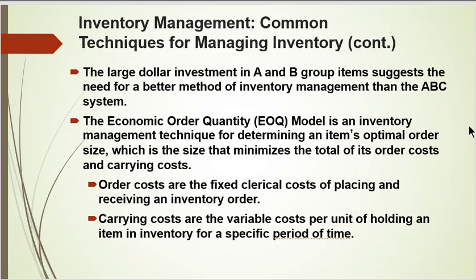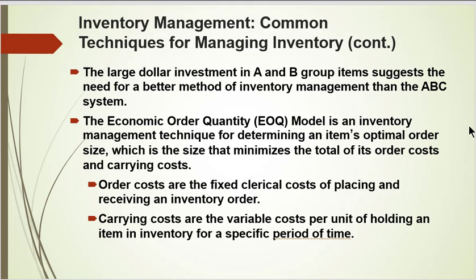So again, the large dollar investment in A and B suggests we need to have better management than this ABC system, right? So we designate ABC, and then we decide how are we going to measure the A and B? How are we going to manage that? And we manage that through a process called the economic order quantity. Now, this is a technique for determining the item's optimal order size. That's the size that minimizes the total of its ordering and carrying costs, right?